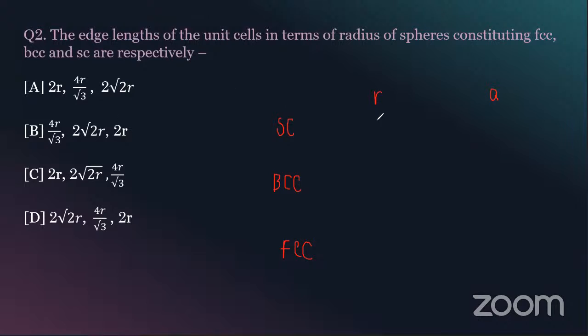First, you tell me, what is the formula for R? Just now we saw what is the formula for R. Yes, anyone? A by 2. Very good. That means A was equal to 2R. What about BCC? Does anybody know for BCC?